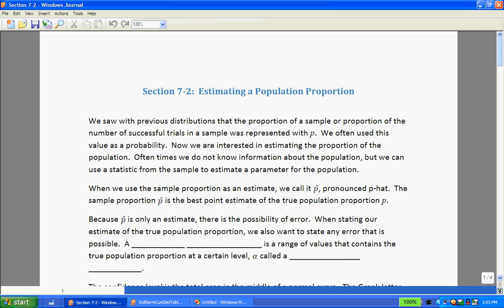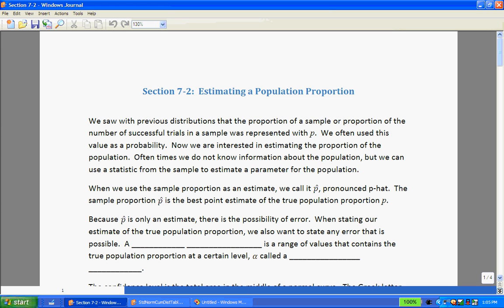The sample proportion p hat is the best point estimate of the true population proportion p. So we don't really know the population proportion. Anytime we're given a statistic, or a parameter rather, that 75% of men enjoy watching football, well, we don't really know the percentage of all men that enjoy watching football. We can only estimate it. So we take an estimate from the sample, but it's giving us the best estimate of what's really going on with the population. Because p hat is only an estimate, of course, there's the possibility of error.